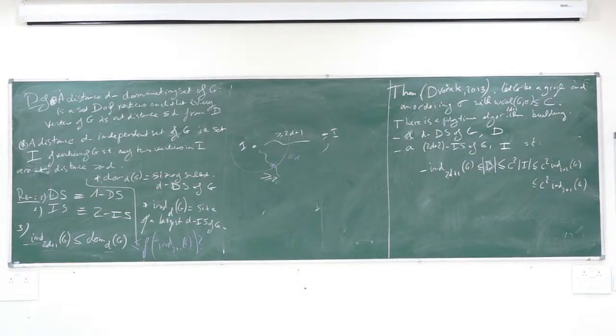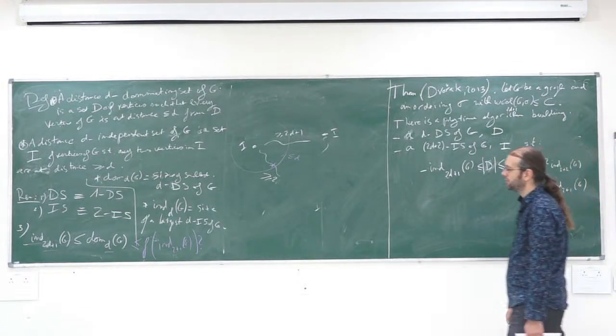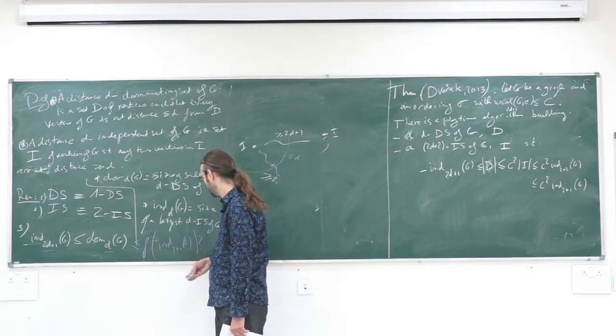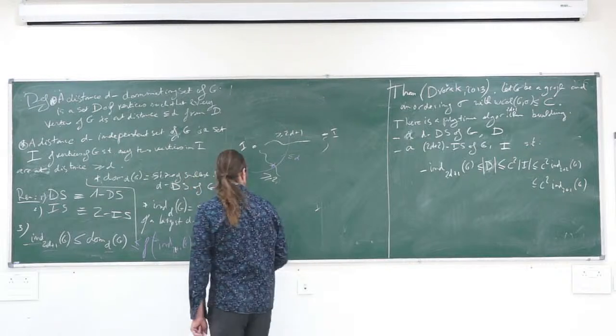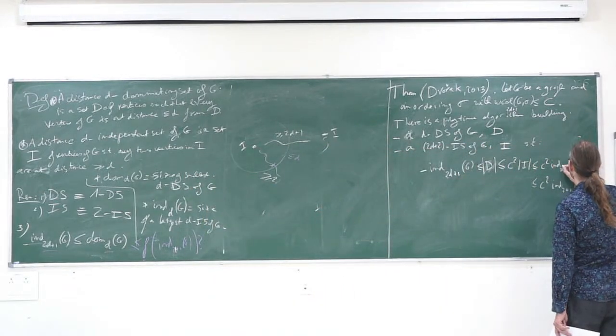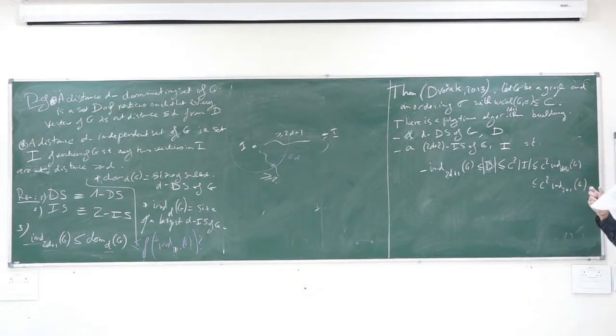So actually, it's slightly even stronger. Not only does it give me an independent set at distance 2d plus 1. No, it gives me one at distance 2d plus 2, which is even stronger because the vertices are even a little bit more powerful.